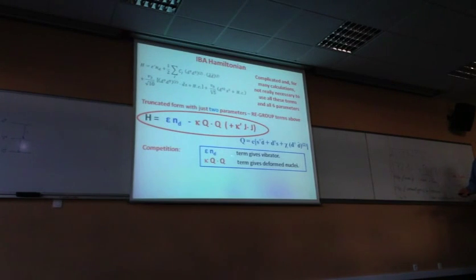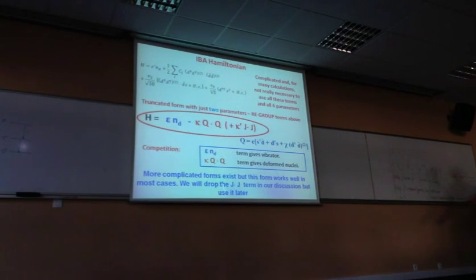So we know what epsilon n_d does. It gives a vibrator. Q·Q, I know what it does. You don't, maybe. It gives deformed nuclei. Okay, it's like a quadrupole operator. And you will see that. Okay, as I said, more complicated forms exist, like that. This form works well in most cases. We will drop this J(J+1) term in our discussion, but we will use it this afternoon purely for the sake of simplifying the calculations.